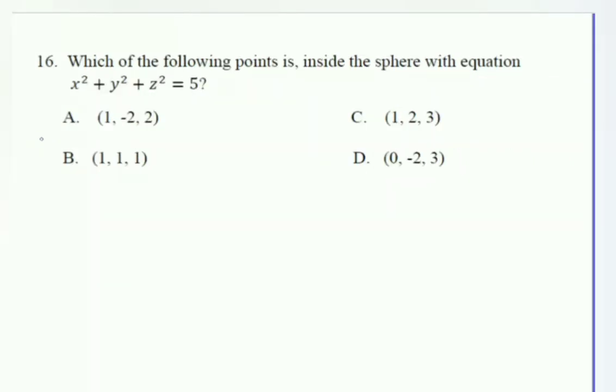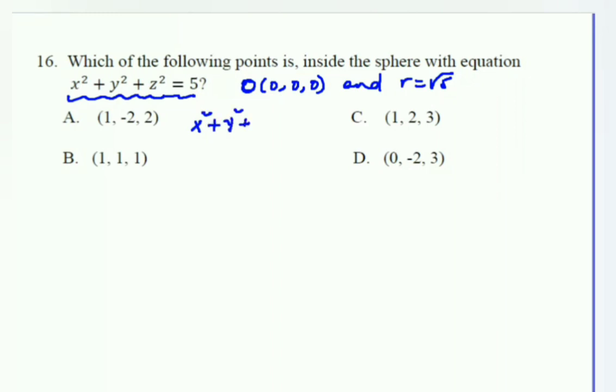Which of the following points is inside the sphere with equation x squared plus y squared plus z squared equals 5? This is the equation of a sphere with center at the origin, say the center is O. The radius of this sphere is root 5, because usually we write the equation of a sphere as x squared plus y squared plus z squared equals r squared, with center at the origin and radius r. Therefore, r squared is 5, meaning r is root 5.